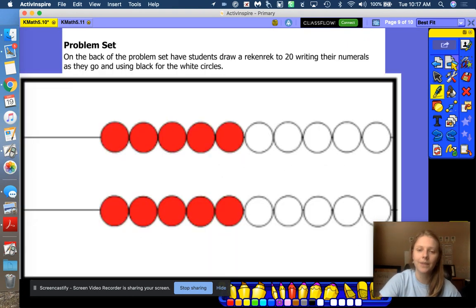All right, so on one of your projects that you can do today on your board or on a piece of paper and send it to me so I can see it, or send it to your teachers so they can see it, is to draw 20 circles just like this, 10 circles on top and 10 circles on the bottom, just like a rekenrek. And then you are going to write your numbers all the way to 20.